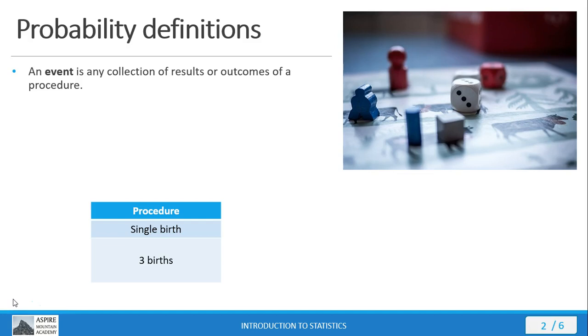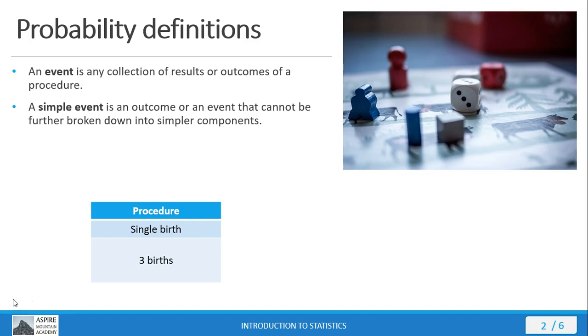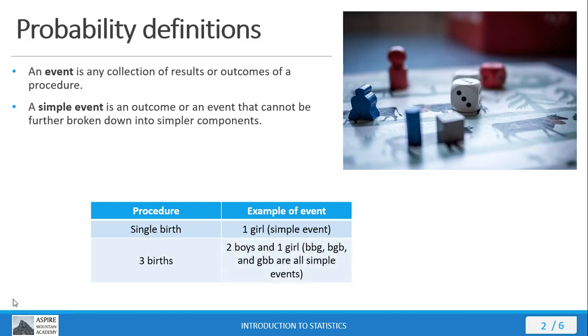Now, there's a special type of event called a simple event. This is an outcome that cannot be broken down further into simpler components. So if we look at the procedures that we have here on the screen, an example of an event for a single birth would be one girl. That's a simple event because you can't break down one birth any further. Likewise, with 3 births, you could say, for example, the outcome will be 2 boys and 1 girl. This is an example of a simple event because you can't break down 2 boys and 1 girl any further.